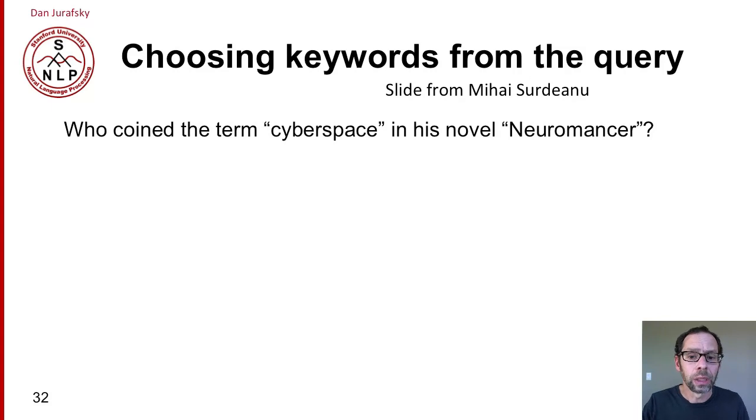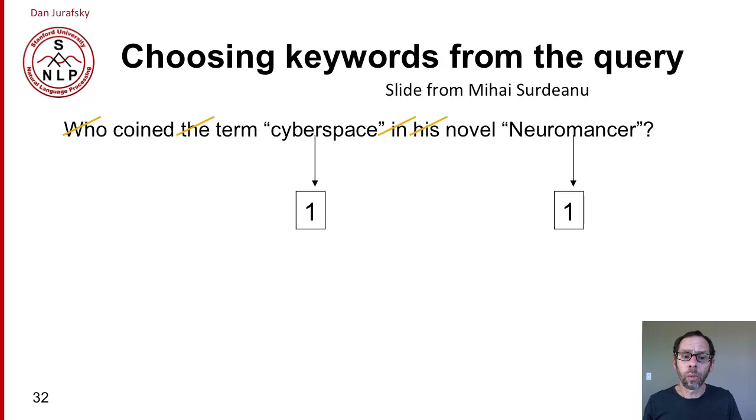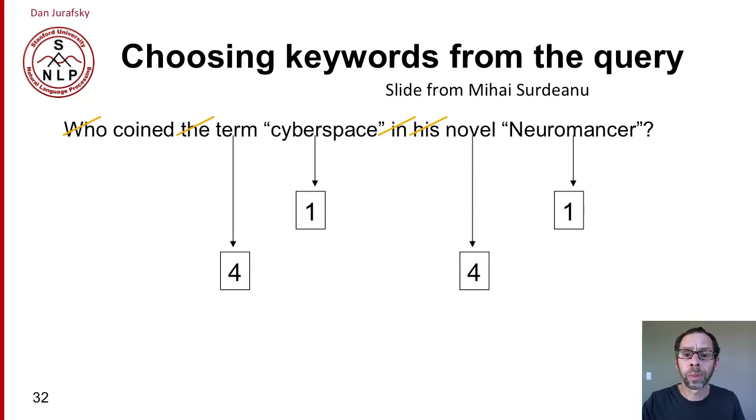So for example, here's a slide from Mihai Surdeanu. We have a question like, who coined the term cyberspace in his novel Neuromancer? Well, we might throw out some stop words, so who and the and in and his, and now we might say, well, cyberspace and Neuromancer are in quotes. Those are probably things we definitely want to be putting in the query. Term and novel are nominals, and we saw nominals are an important thing. We ranked them as rank 4. And now a verb might be rank 7.